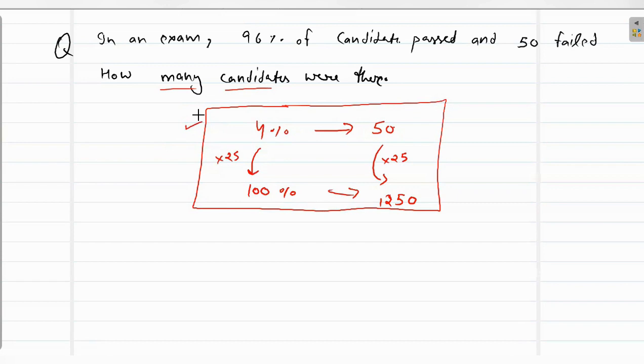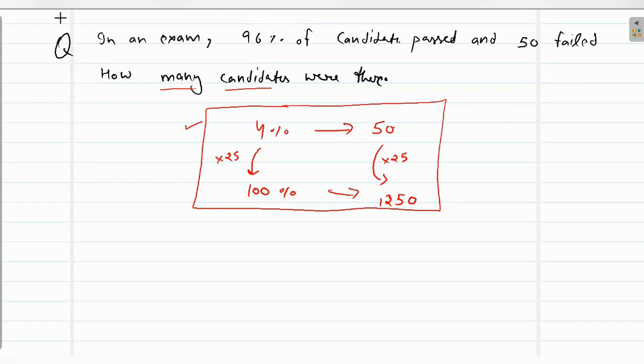In that case, we will assume that the total number is what? You can again use algebra in it. So the total number of candidates we can assume x. And then you can say 4% of x is how much? 50. Then we can calculate that x from there.